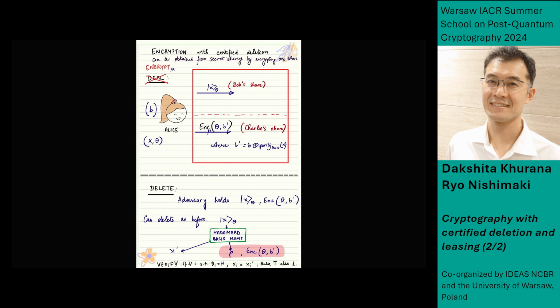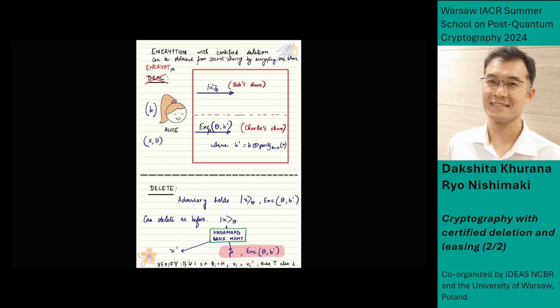So the BB84 state is exactly the same as Bob's share in the secret sharing setting. Now, instead of sending theta and B prime directly to Charlie, we encrypt this information because we want to achieve encryption with certified deletion. This is the encryption algorithm of this construction.